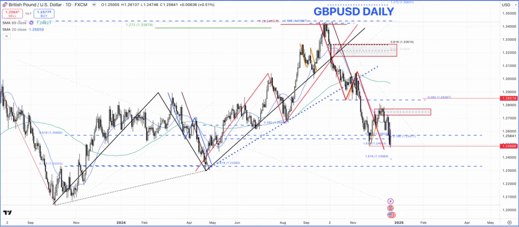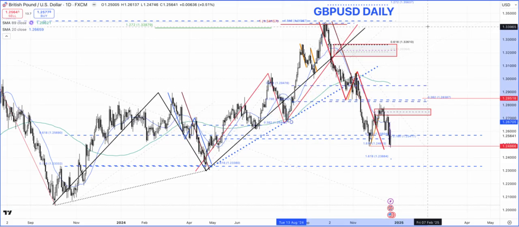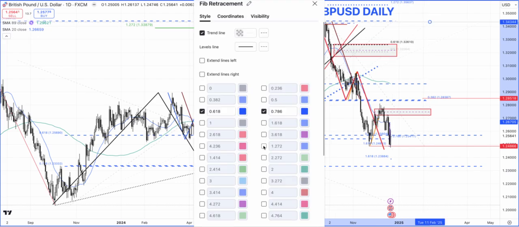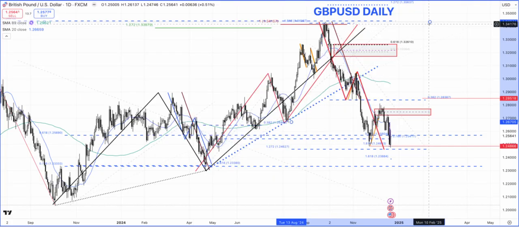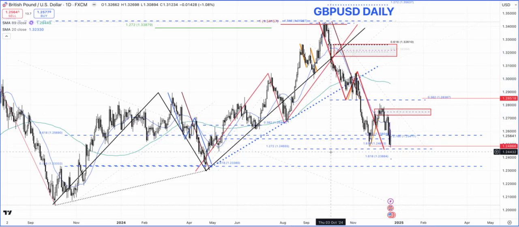And if we were to take a look at the expansion of this swing, here we go, and let's take a look at 1.272. Boom, there you go. So that's also close by. This is what I like to call harmonics. So we have a confluence of 1.272 expansion of this swing.